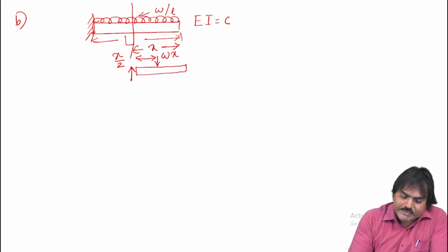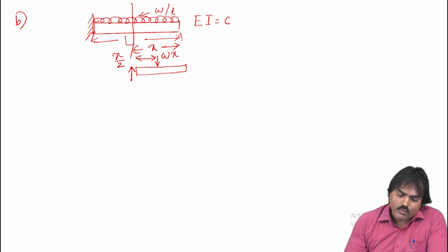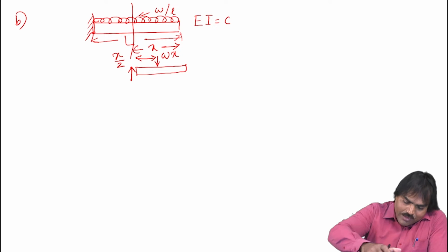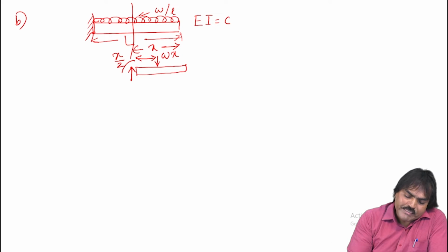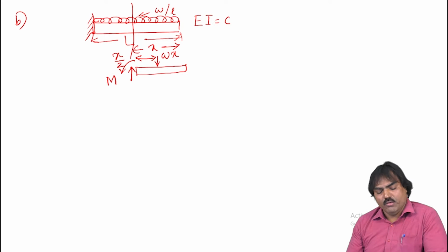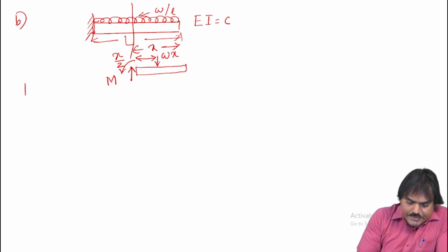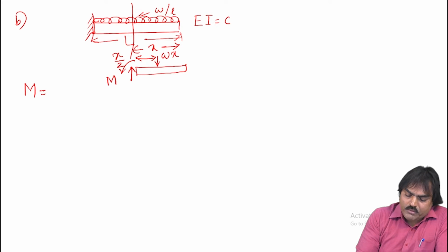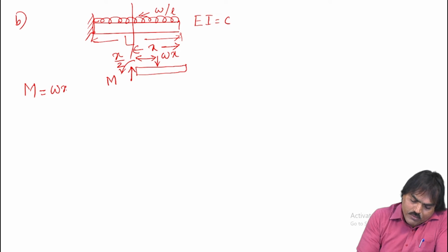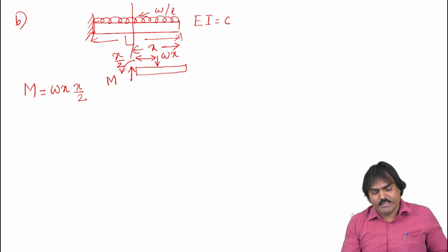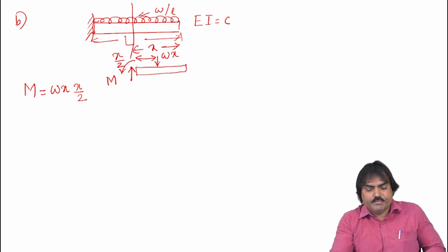So there is the upward force F, which will balance the downward load. Now this will try to rotate clockwise. There is a balancing moment in the opposite direction, that is M, so that the moment equation: M is force load into perpendicular distance, that is Wx into x by 2. Okay. This is the moment equation.